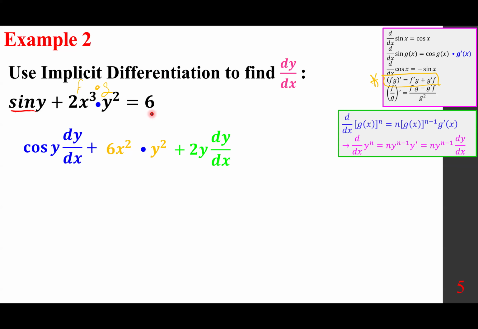The right side is a number. Any number results in 0 when you differentiate it. So we're done right here with the calculus part.